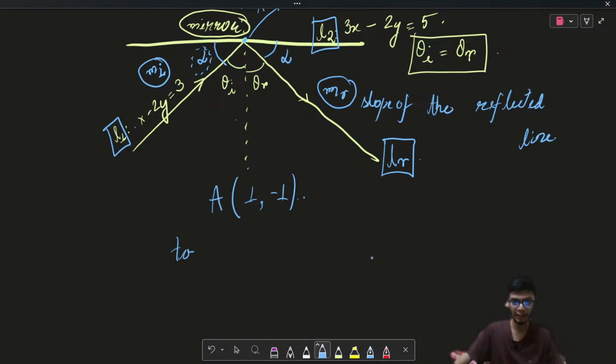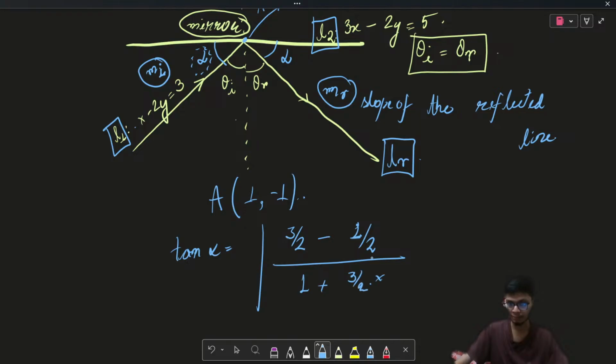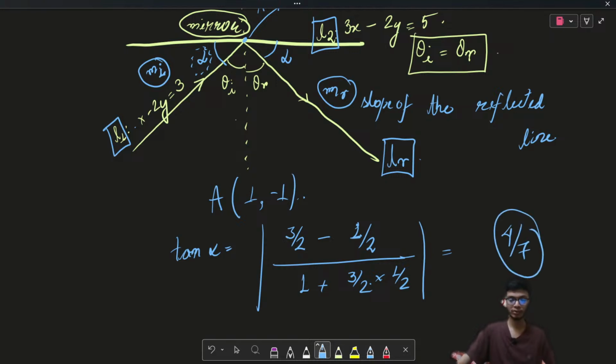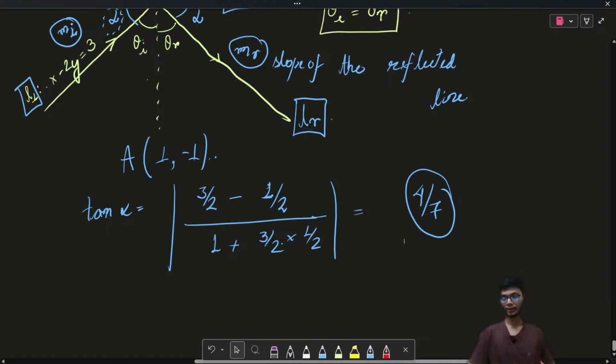So if I apply the concept of the angle between two lines to find tan alpha, I get the slope of line L2, which is 3 by 2, minus the slope of line L1, that is 1 by 2, divided by 1 plus 3 by 2 multiplied with 1 by 2, right? If I calculate this, I will definitely get tan alpha as 4 upon 7.